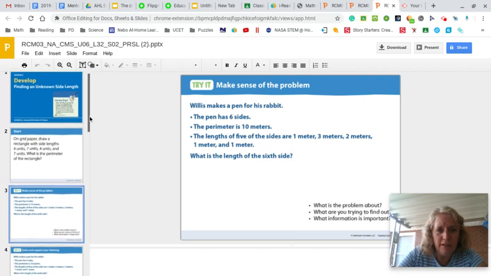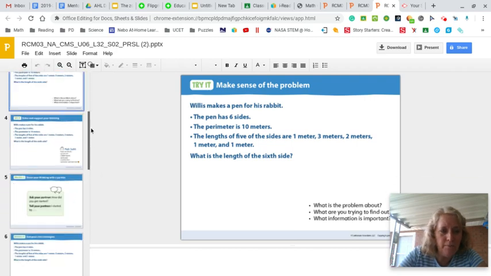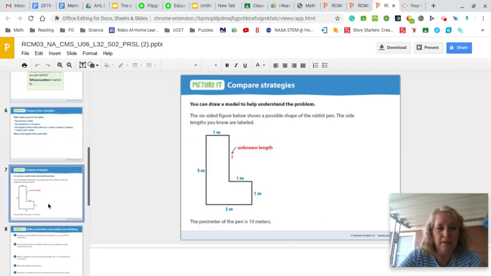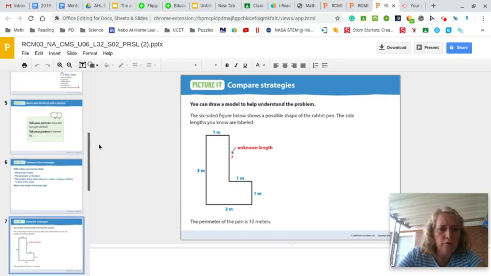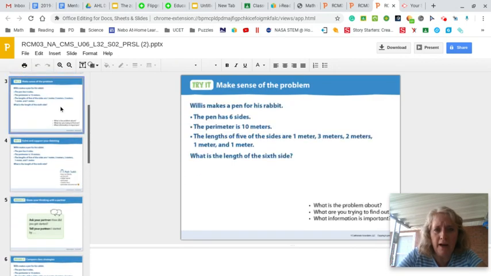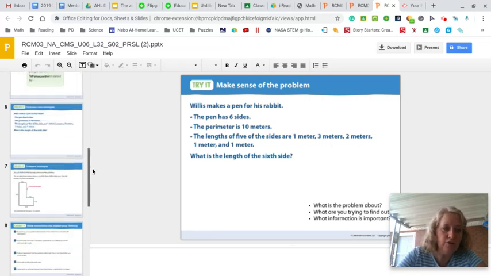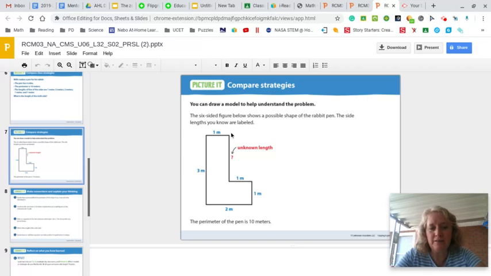So if we know the length of the 6th side, then maybe your shape would look something a little bit like this. So here we have 1 meter, here is another meter, and here's a meter. And then we had a 2 meter and a 3 meter. Okay, so if we go back up here, we had 1, 3, 2, 1, 1. So your shape would look something a little bit like this. So the question is, how much is this side? Not how much the perimeter is, but what would this side length be?